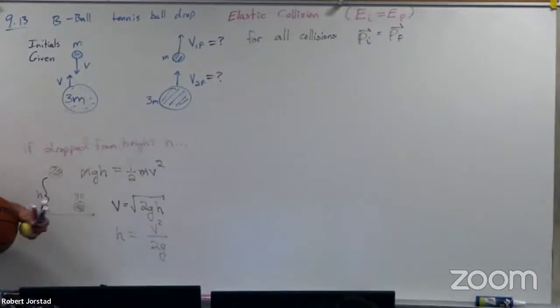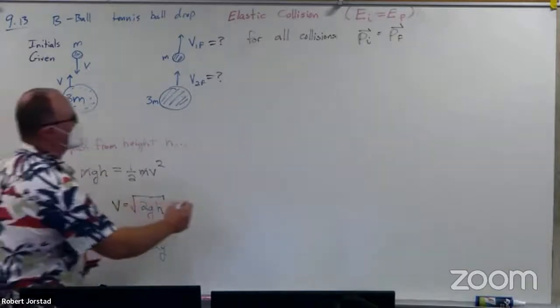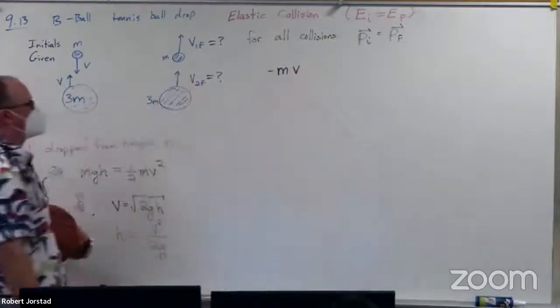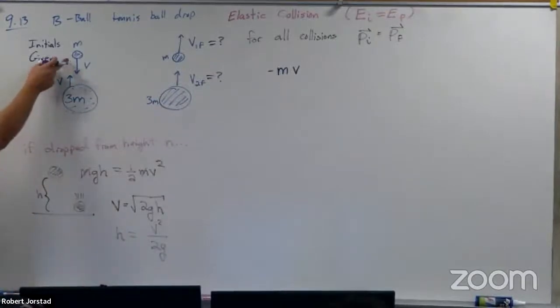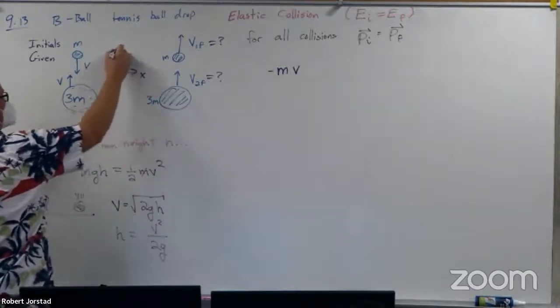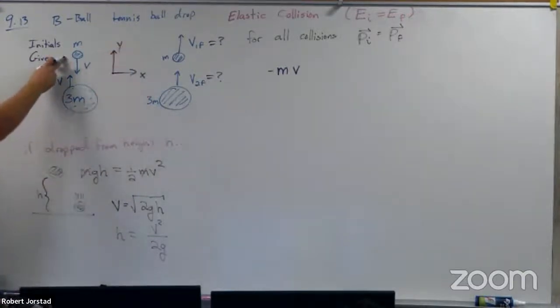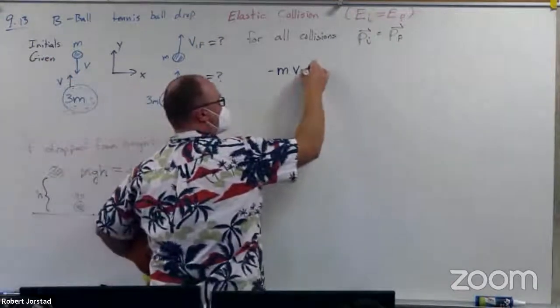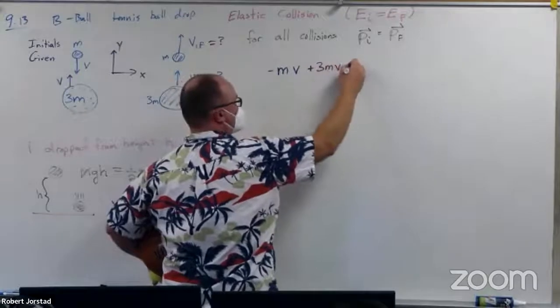All right, so in this case, let's write down conservation of momentum really quick. So I'm going to write m. Why did I put a negative sign for this one? It's going down in our relative coordinate system. We're assuming our standard coordinate system. Excellent. So this one would be negative mv. This one would be what? 3 mv. Positive 3 mv.